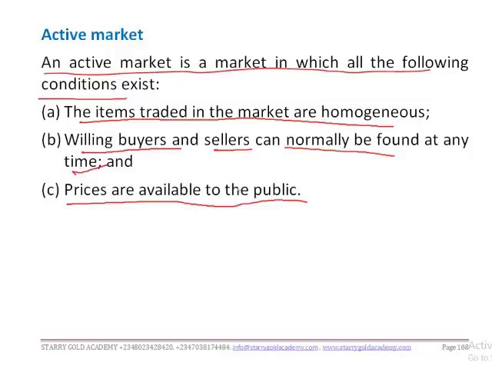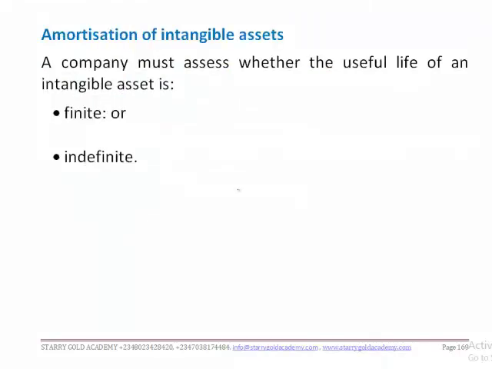Okay, so how do we amortize intangible assets? Now, a company must assess whether the useful life of an intangible asset is finite or indefinite. An indefinite useful life means the asset will exist in perpetuity. It exists for life, or we cannot determine when such an asset can no longer be put to use.